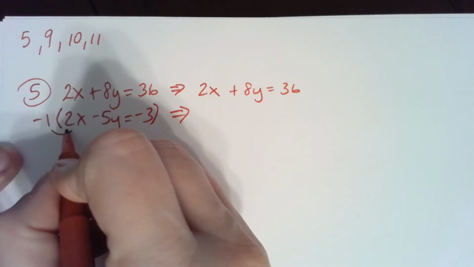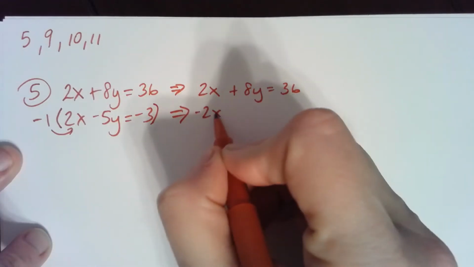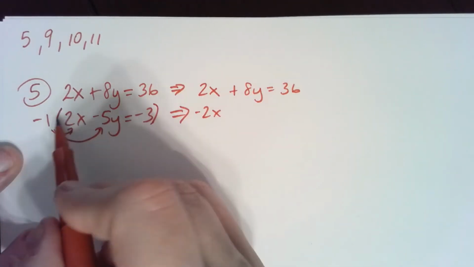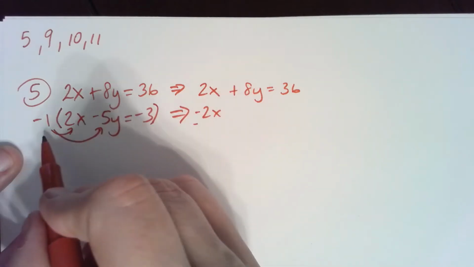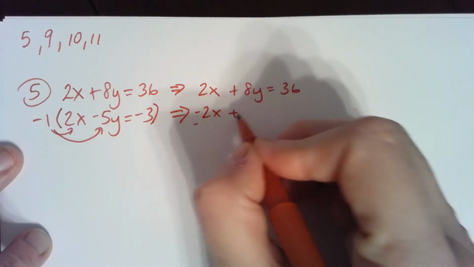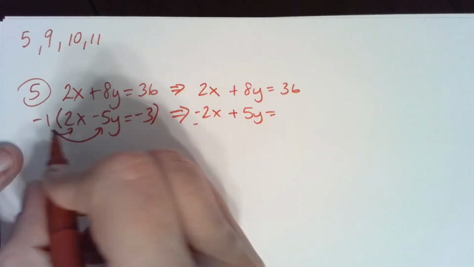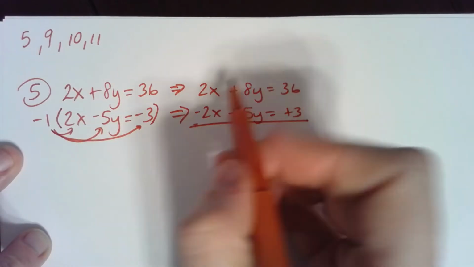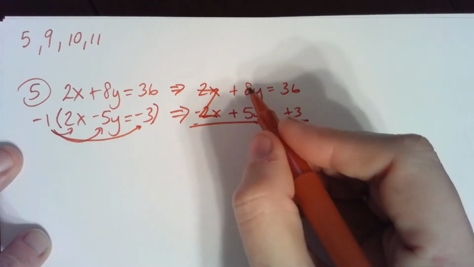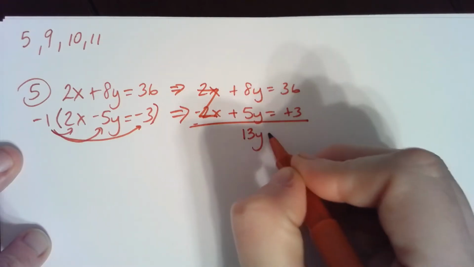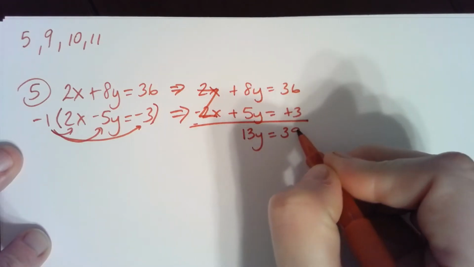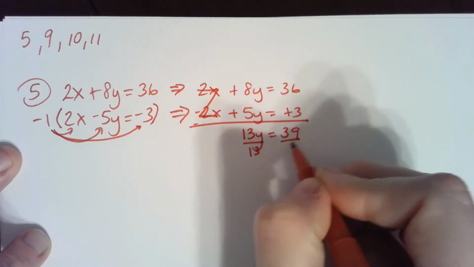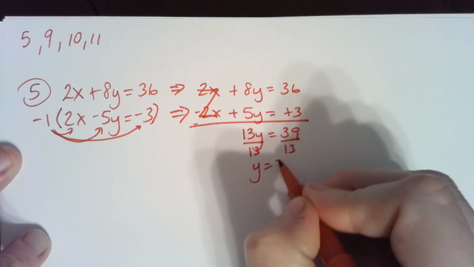Now I'm going to distribute this negative 1 to every term. Negative 1 times 2x is negative 2x. Negative 1 times negative 5y makes positive 5y. Negative 1 times negative 3 makes positive 3. Now my x's zero out. 8 plus 5 is 13y. 36 plus 3 is 39. When I divide both sides by 13, I get y equals 3.